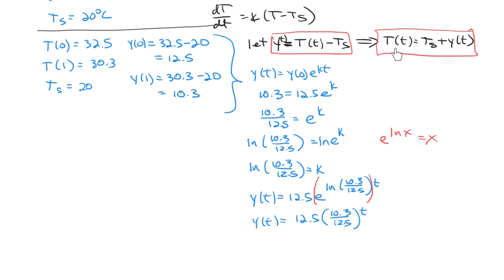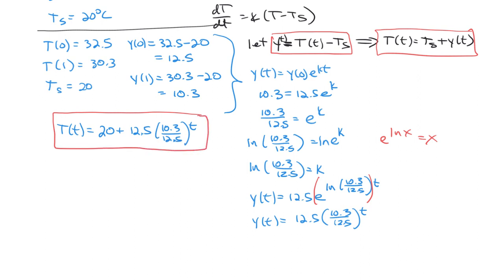Okay, but that gives us y of t. If we have y of t, we can definitely get to T of t. So let's put the pieces together here. What we're really looking for is a model for the temperature at any time t. So that is going to be T sub s, which is 20, plus y of t, which is 12.5 times 10.3 over 12.5, all raised to the t. So this is our model for the temperature at any time t. So then the question was, when did the murder take place?